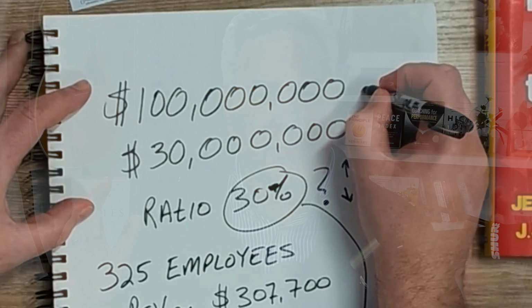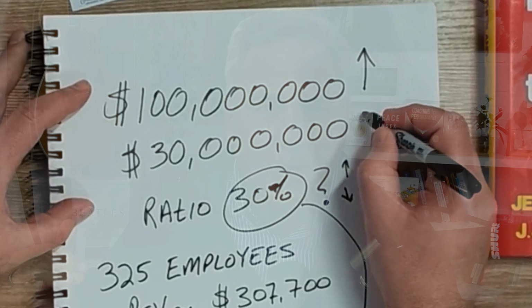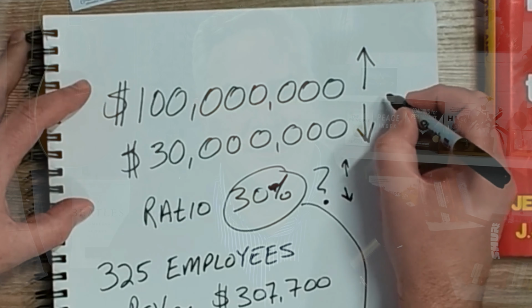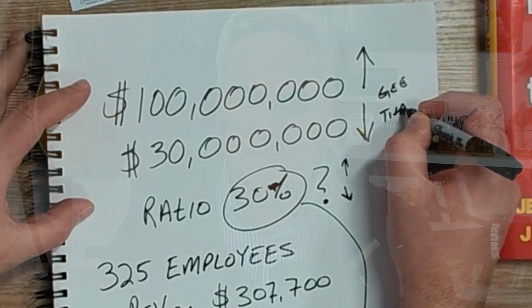Now, what a lot of companies will do is they will go out and they will hire a big consulting firm and say, how can we get this number down? And what the consulting firm will say is just increase revenue and lower payroll. It'll fix your problem. Gee, thanks. That was not very helpful.